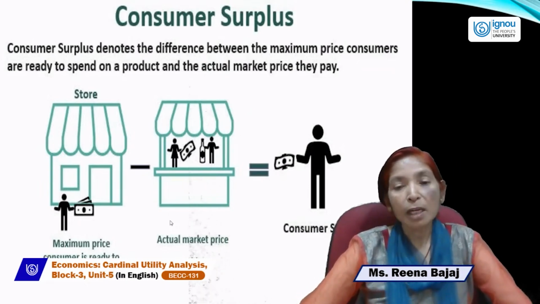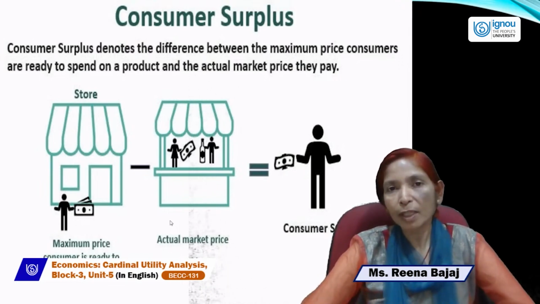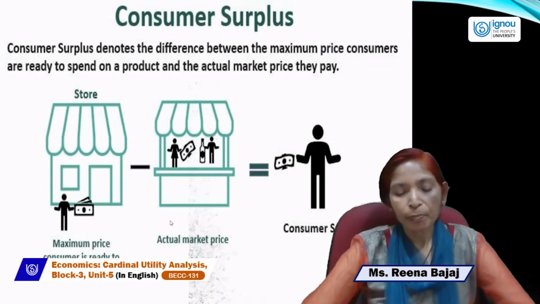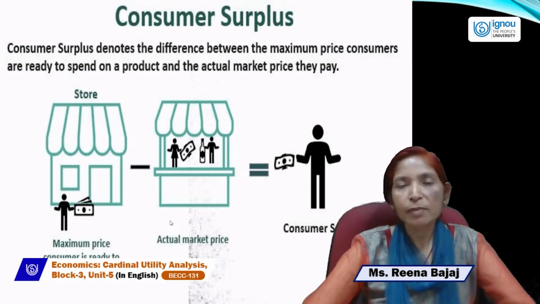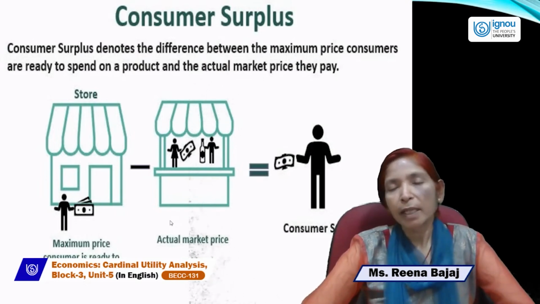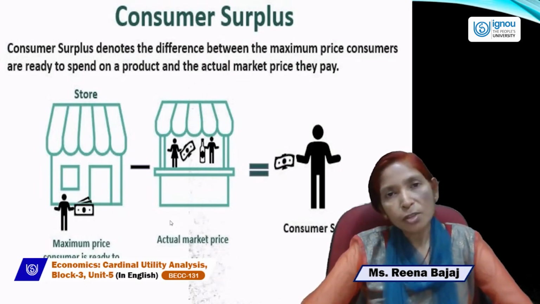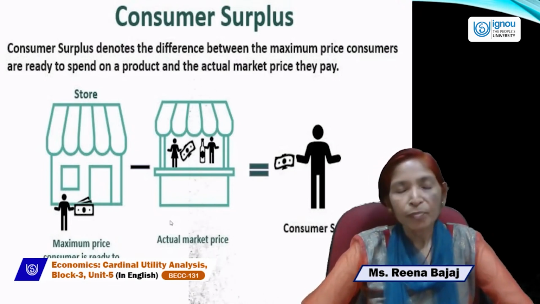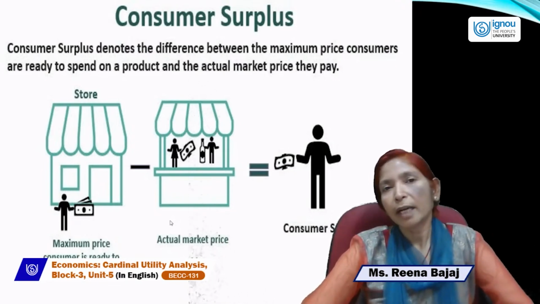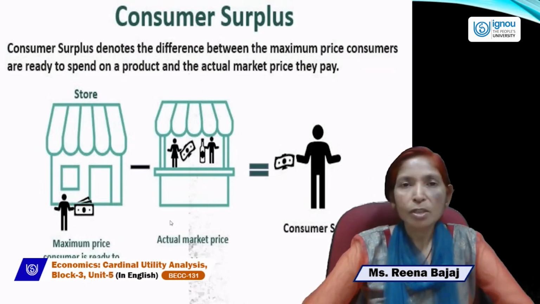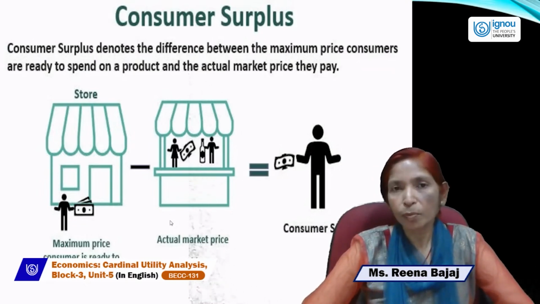But consumer surplus always occurs when the consumer is willing to pay more, but actually pays less. For example, if the consumer is willing to pay 10 rupees, but the actual price of that product is 4, then how much consumer surplus will he get? 6. If the consumer is willing to pay 8 rupees, but the actual price is 4, how much consumer surplus will occur? 4. When the consumer is willing to pay 6 rupees and the actual price is 4, then how much consumer surplus? He will get 2 rupees.